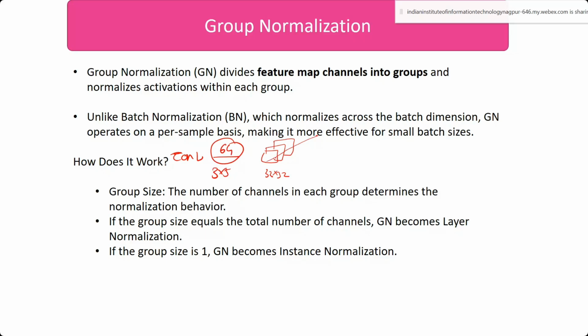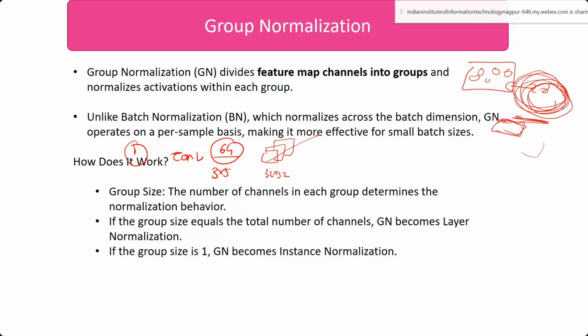Unlike batch normalization, so what will batch normalization do? There is a batch of images. In this there are 28 images. So batch normalization will consider all 28 images, all channels of the 28 images, and it will calculate for every channel this mu and sigma value by considering all these 28 images, and then it will normalize that data.